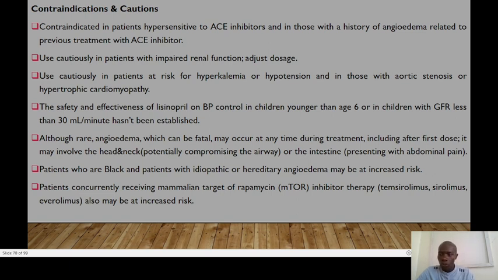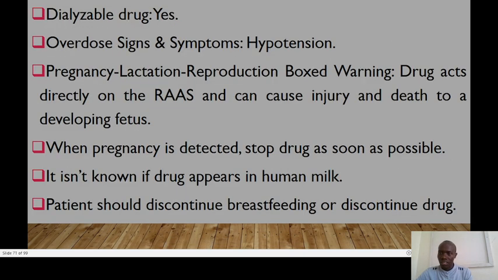So angioedema also can be fatal and may occur at any time during treatment, including the first dose, or it may involve the head and neck. Okay, potentially this compromises the airway and the intestine, presenting abdominal pain. So patients who are black and patients with idiopathic or hereditary angioedema may be at increased risk. So in black patients, you have to really be keen because there is a high likelihood that we might have angioedema, right? Patients concurrently receiving mammalian target of rapamycin inhibitor therapy also may be at increased risk.